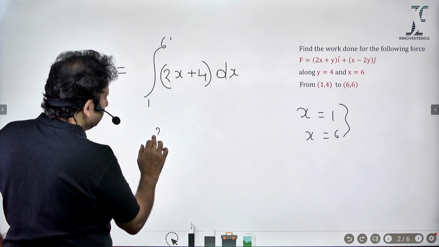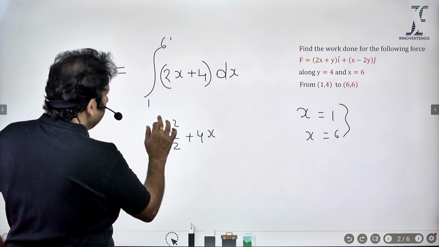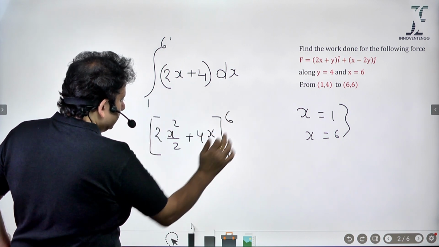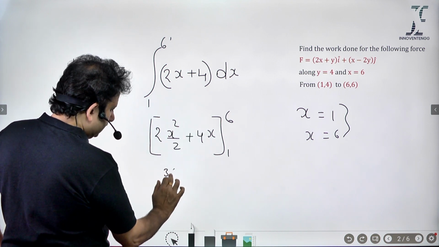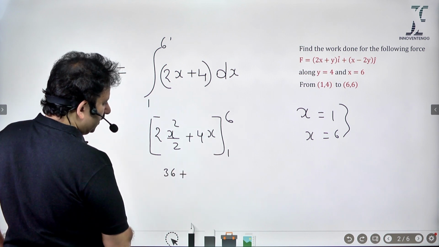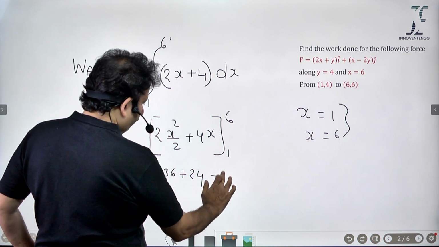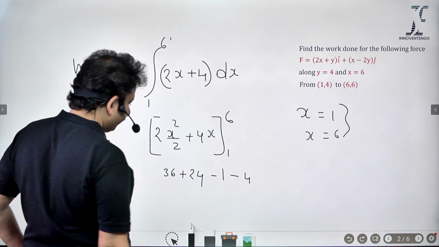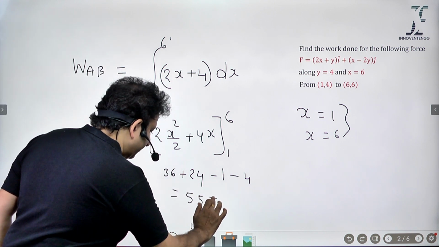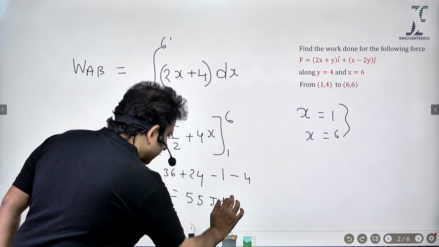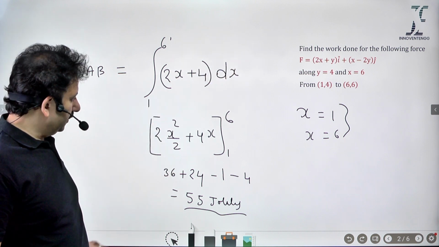If I integrate this, I will get 2x squared by 2 plus 4x, between 1 and 6. And this 2 would get cancelled. If I substitute the upper limit, it is 36. Plus, if I substitute the upper limit for 4x, it is 24. Minus, if I substitute the lower limit, it is 1 and minus 4. So this is 60 minus 5. So this becomes 55 joules. If I had to attribute a unit, I would attribute joules, assuming the force is in Newton and the displacement is in meters.